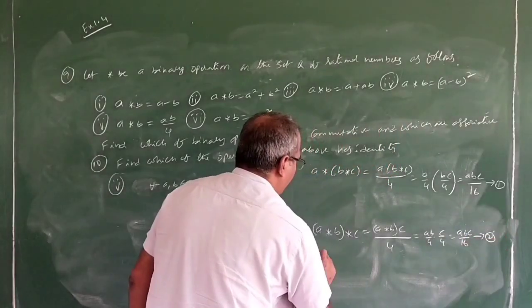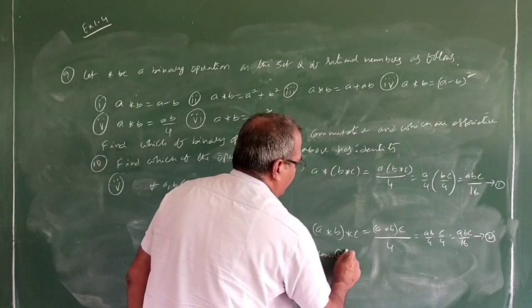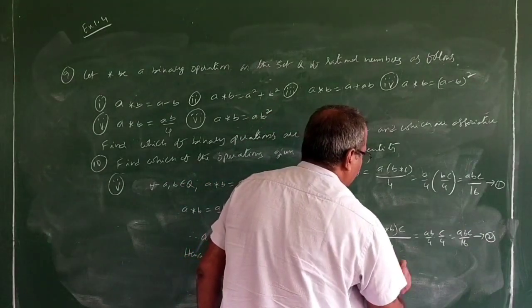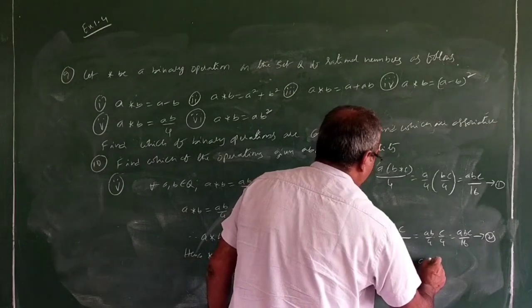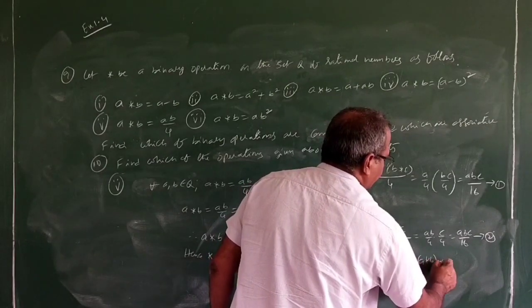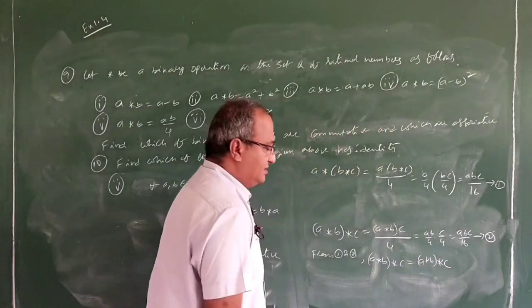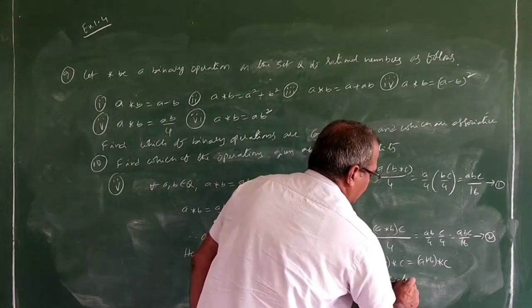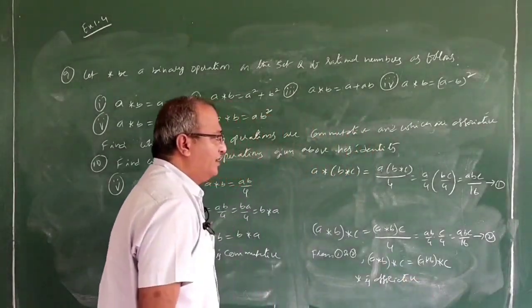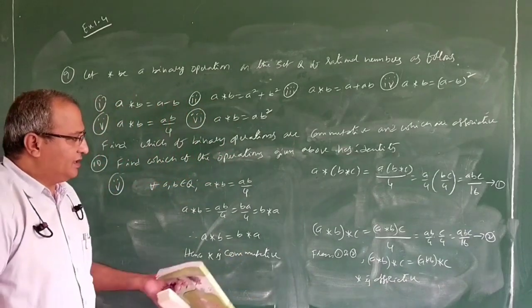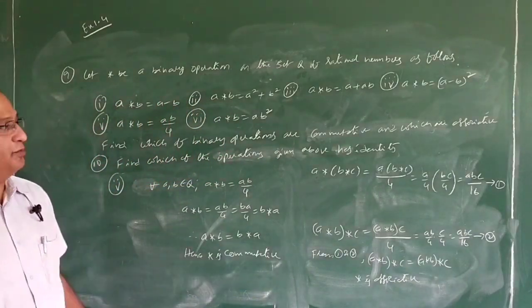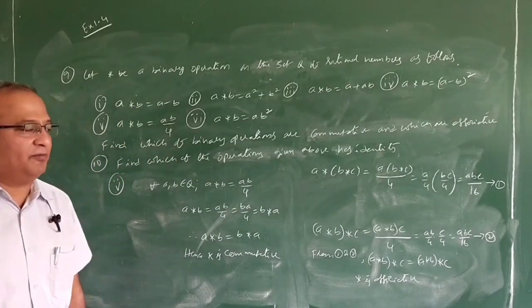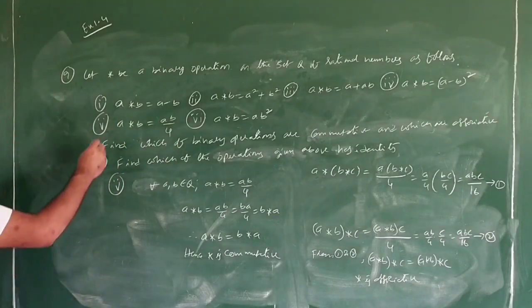So from 1 and 2, A star of B star C is equal to A star B star C. Therefore, what we can say, star is associated. Till now we did commutative and associative. Up to the fourth problem, we got no identity. Let us see identity in the fifth problem.